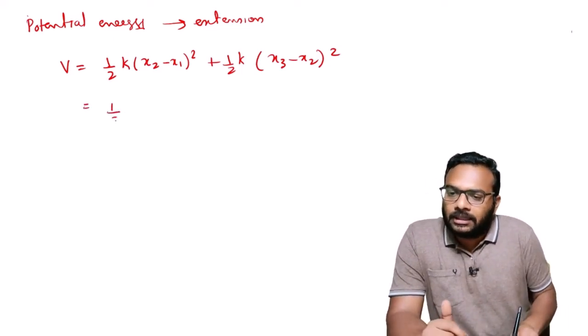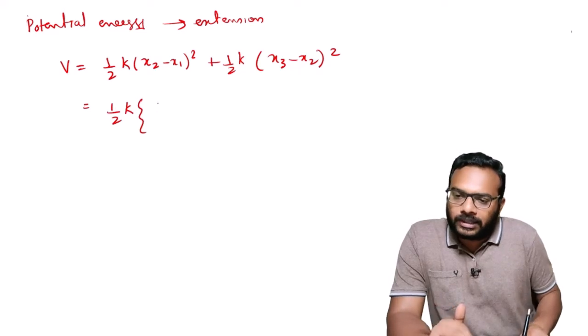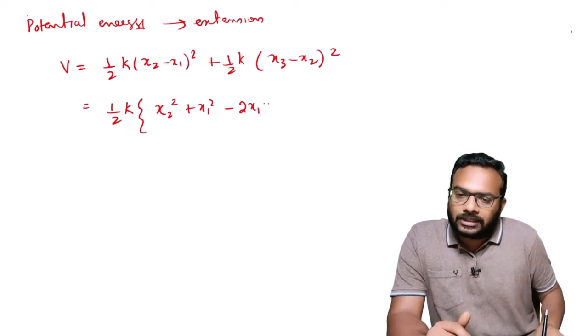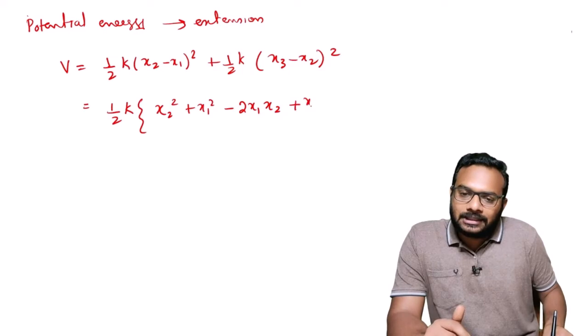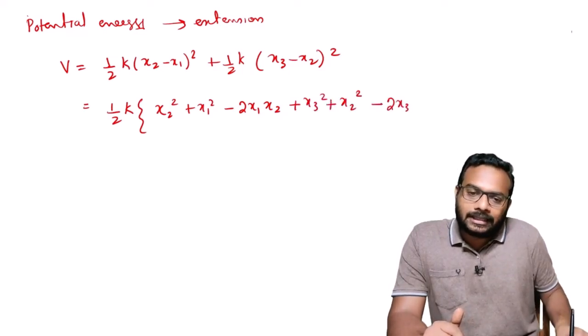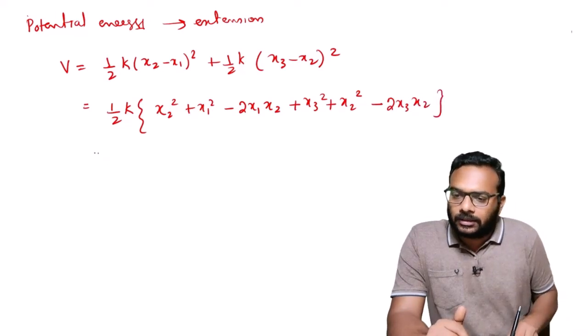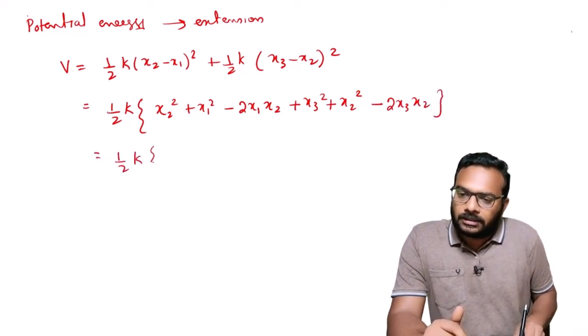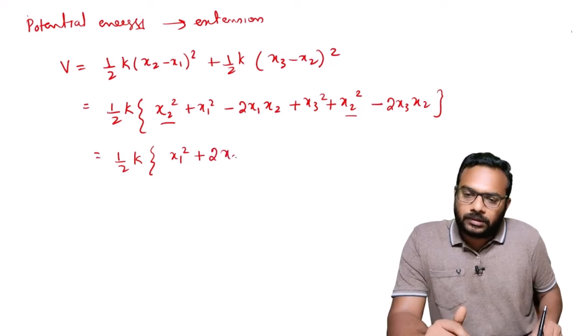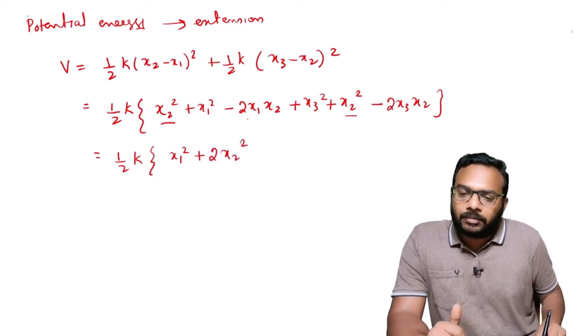So let's write it down. Half k, since it's common, we can pull it outside. (x2 square plus x1 square minus 2x1 x2) plus (x3 square plus x2 square minus 2x3 x2). Now we can also simplify it further. x1 square appears only once, so we write it there. x2 square appears twice, so it's 2x2 square. And from here you can pull out this 2x2 because x2 is there.